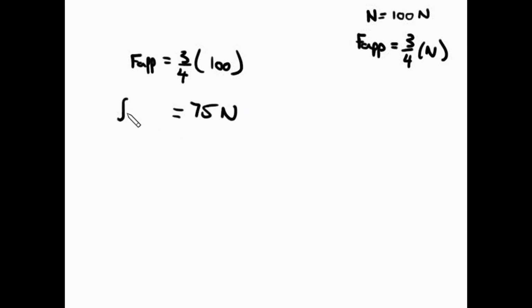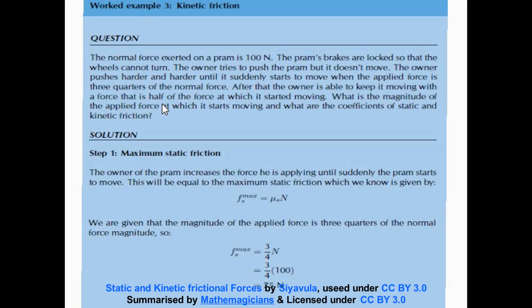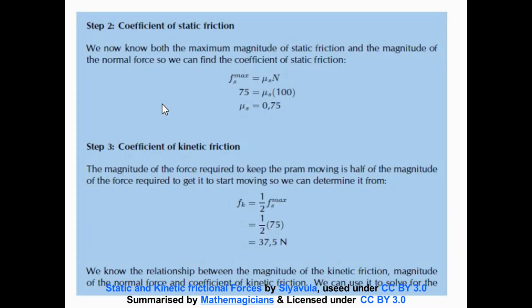This is equal to Fs max, just like in the suggest. Fs max is equal to 75 newtons. We are given that the magnitude of the applied force is 3/4 of the normal force, so that means that Fs max, or the maximum static friction, is equal to 75 newtons.